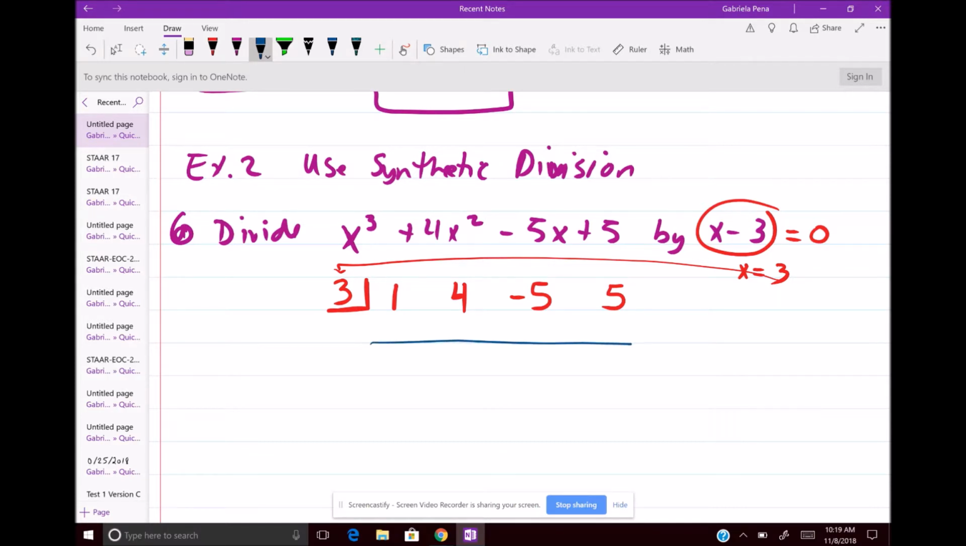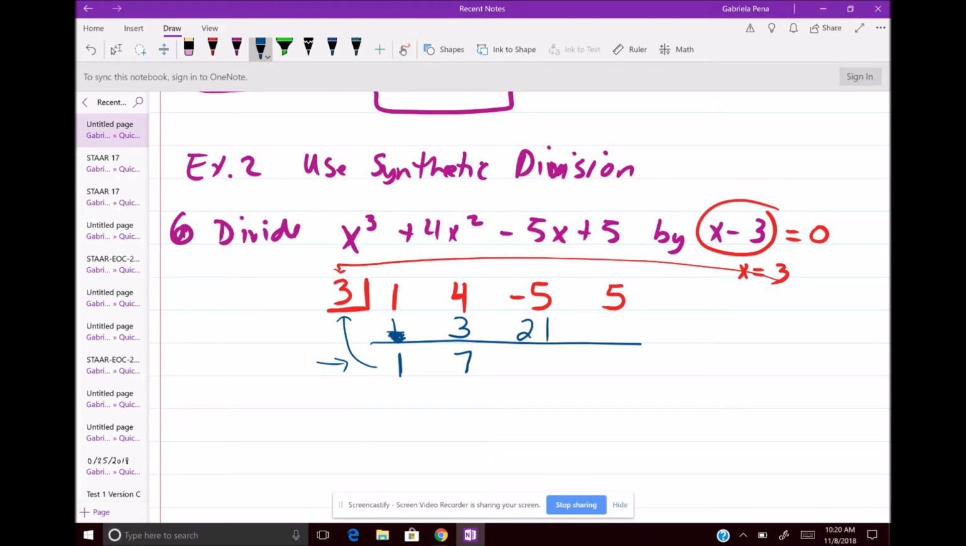Now, the rule is you always bring down the first number, whether it's a 1, a 5, a 10, a negative 20, you bring it down. So there it is. You multiply the number you get down here times the 3. So what is 1 times 3? That is the number we put here. Both of those are positive, so you add them, which gives me 7. And what do I do with that 7? Multiply it by 3, and it gives me 21.